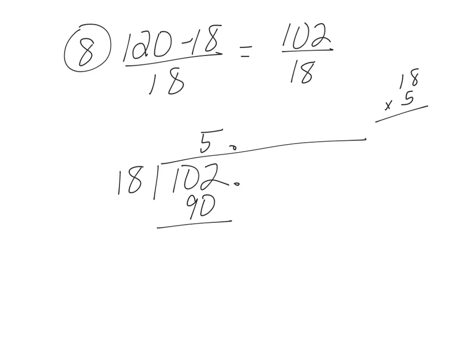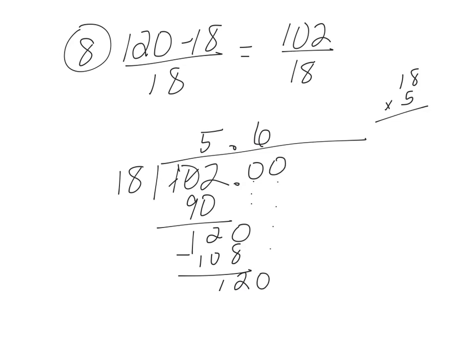We're going to subtract, and we're going to get 12. We're going to add a 0 and bring it down. And now 18 goes into 120. It goes in 6 times. 6 times 18 is 108. Subtract, and we're going to end up with 12. Add a 0, bring it down. Oh, this is going to be repeating. It's 120 again, so it's going to go in 6 times. And we're going to subtract. We're going to get 12, etc.